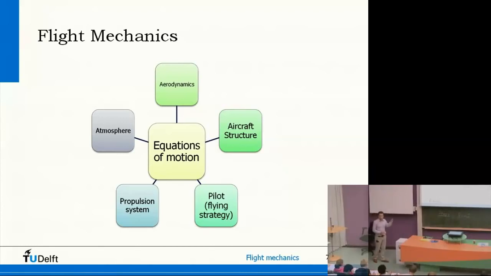So this will also influence the performance. And finally, the atmosphere. Of course, at high altitude or low altitude, you have different air density, different temperature, and these parameters affect the equations of motion and thus the performance of the vehicle. So this is more or less what this whole lecture series is about.